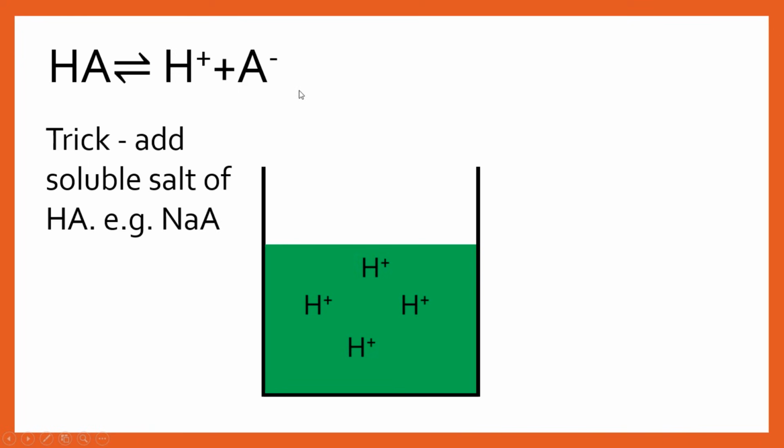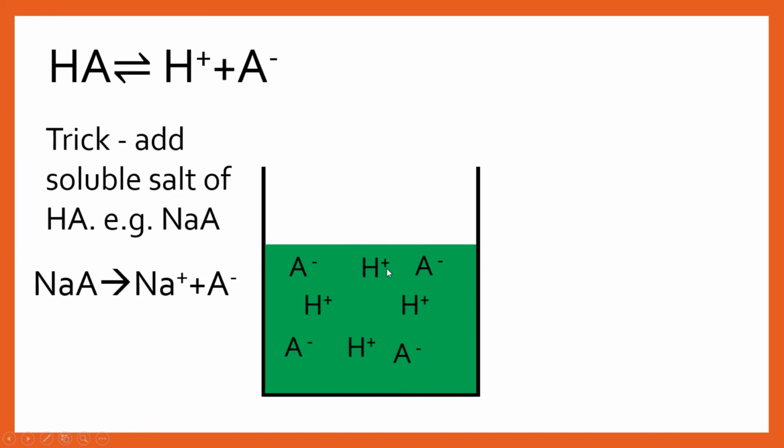So the trick is to add a soluble salt of HA. So for example, we could have NaA. So whatever A is, we could have sodium of that. Now, we have this reaction here, which is NaA fully dissociates into Na plus and A minus. NaA is a strong electrolyte, so that's why I've shown it with this arrow, showing that it fully dissociates. Because it fully dissociates, we're going to get loads of A minus floating around.